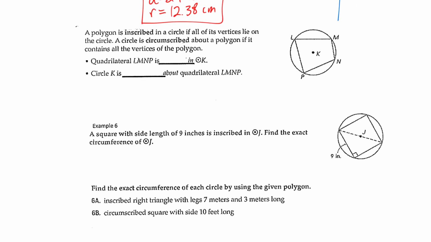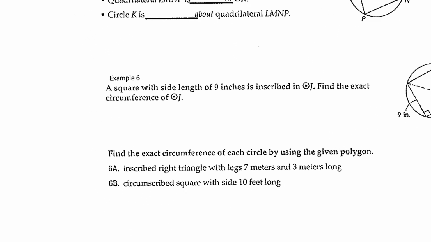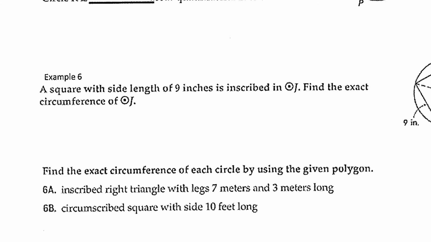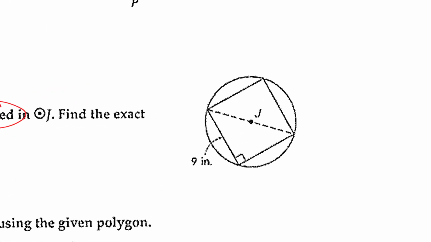All right, let's go ahead and drop down to example 6. It says a square with side length of 9 is inscribed. We'll talk more about what inscribed means next week, but all it means is that the vertices of that shape, like the corners of it, are on the edge of the circle. So it goes exactly to the edge of the circle, and we have this square that's inscribed.